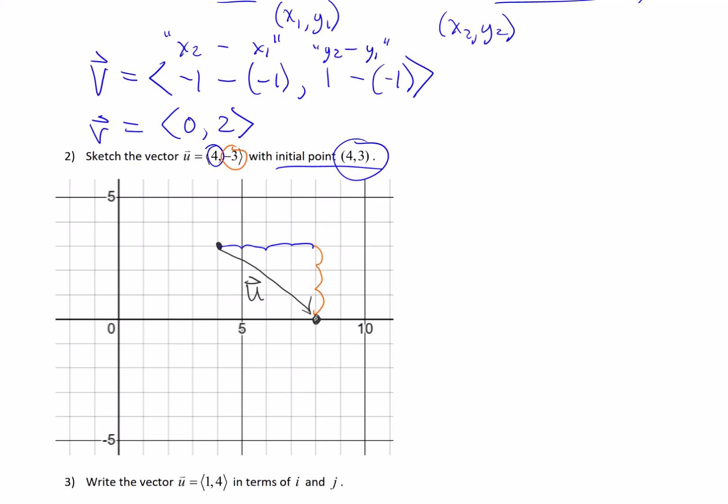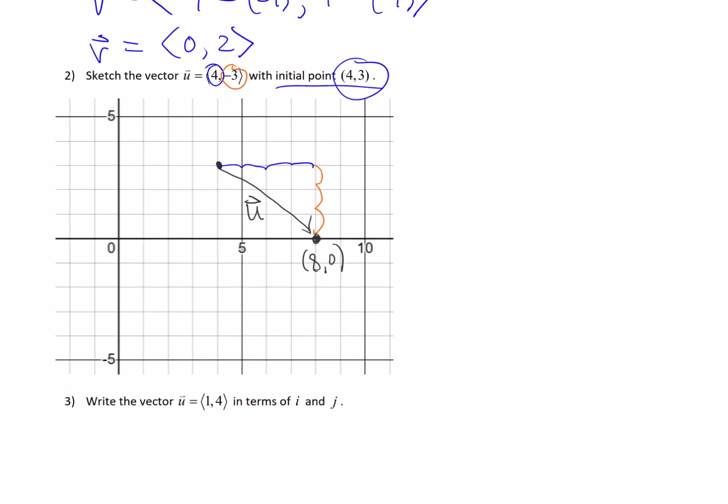Now you can tell, since we're on graph paper here, that if you're starting at point 4, 3, and you're using the components 4, negative 3, then you're going to be ending at the point 8, 0. That's what happens in the picture, geometrically or algebraically. All they were asking for here was a sketch, but you can see how the math does all fit together and look hopefully familiar with just basic graphing from algebra here.